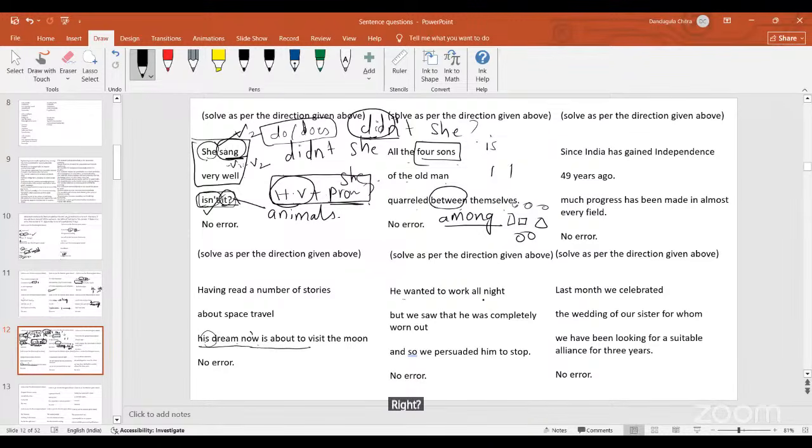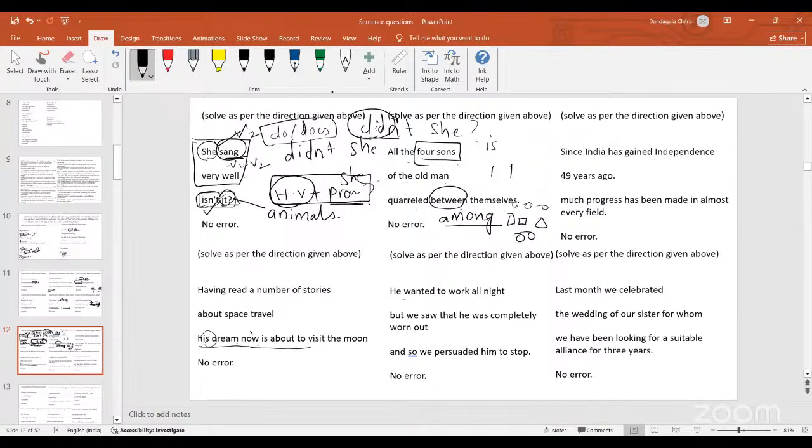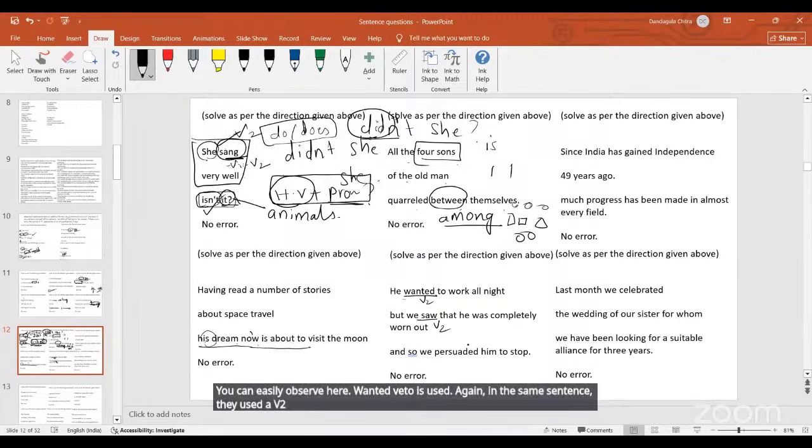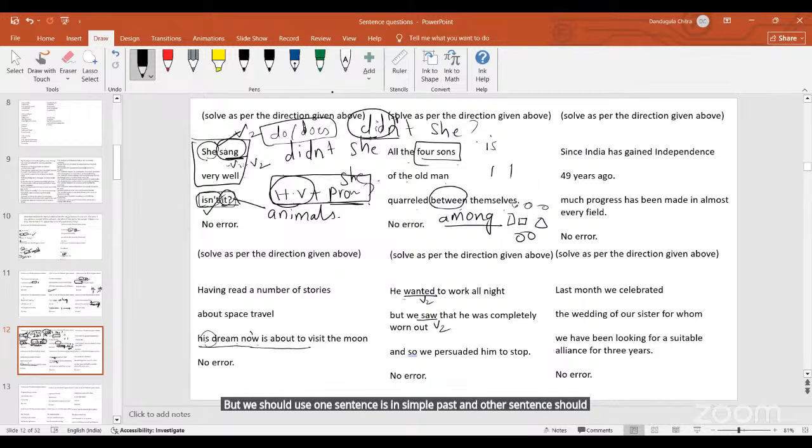Right? Next. He wanted to work all night because we saw that he was completely worn out, and so we persuaded him to stop. Yes. If you remember the rule of simple past and past perfect, you'll get the answer. You can easily observe here "wanted," V2, is used. Again in the same sentence they used "saw," V2. But one part should be in simple past and the other in the past perfect. Now tell me.